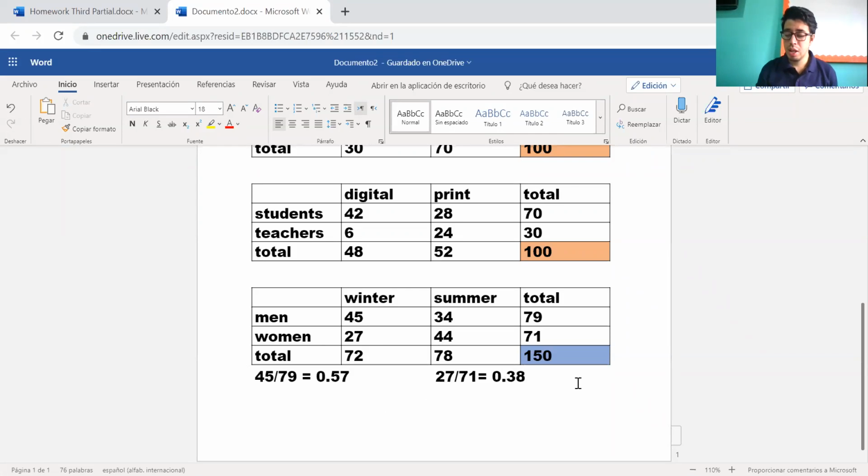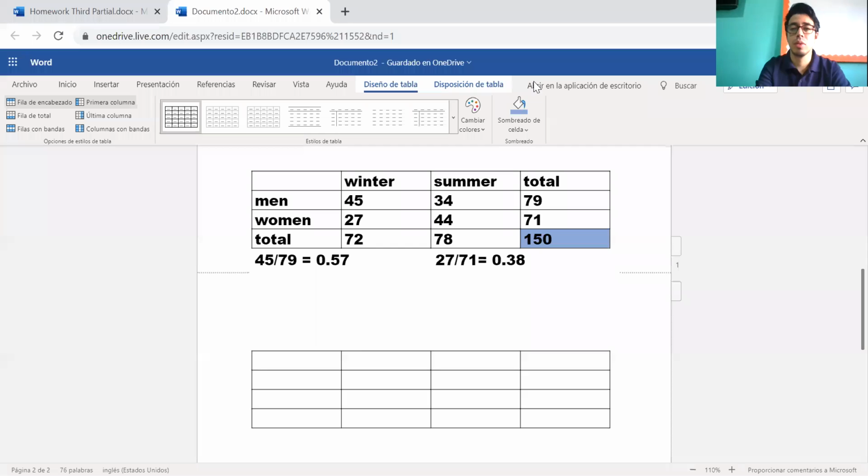Then this is about example 2. We only needed to look at the winter and total columns to compare the data. Now we can go to example 3. We need to construct and interpret a two-way frequency table. We are going to do both things, construct and interpret.